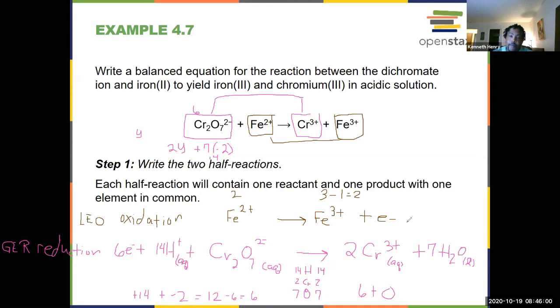Okay, so now here's the hard part, right? So I have 1 electron here, and I have 6 electrons here, and I need to balance these out so I can add the 2 equations together. So what do I need to do to that first equation? Oh, sorry.